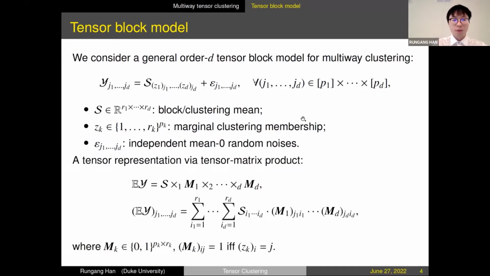Using some tensor algebra, we can represent this model in a more compact way by the tensor matrix product. I will not bother you with the exact mathematical definition of this tensor matrix product, but you just need to know that here we have Y as a huge tensor and S as a block tensor, and we introduce M1 up to MD as membership matrices, which have a relationship between each Mk and Zk.